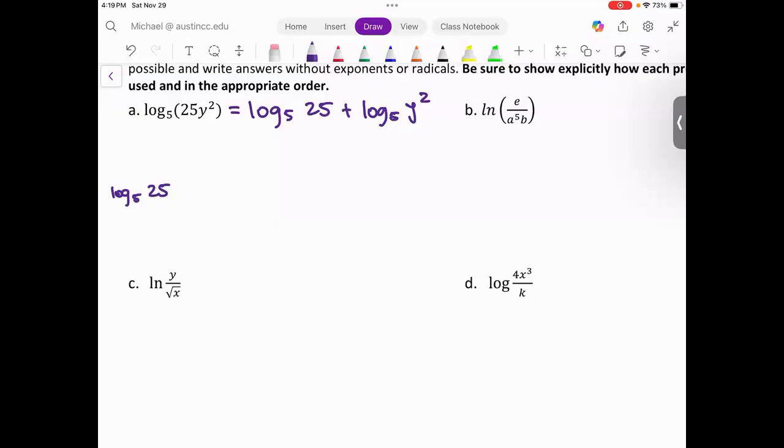25, we can evaluate that. We set it equal to y, and then we convert to exponential form. We can see that we need 5 squared to get 25. So we can simplify this to 2, and then we have log base 5 of y squared. We can bring that 2 out front with a power property to give us 2 log base 5 of y. And that's going to be as simplified as we can get.